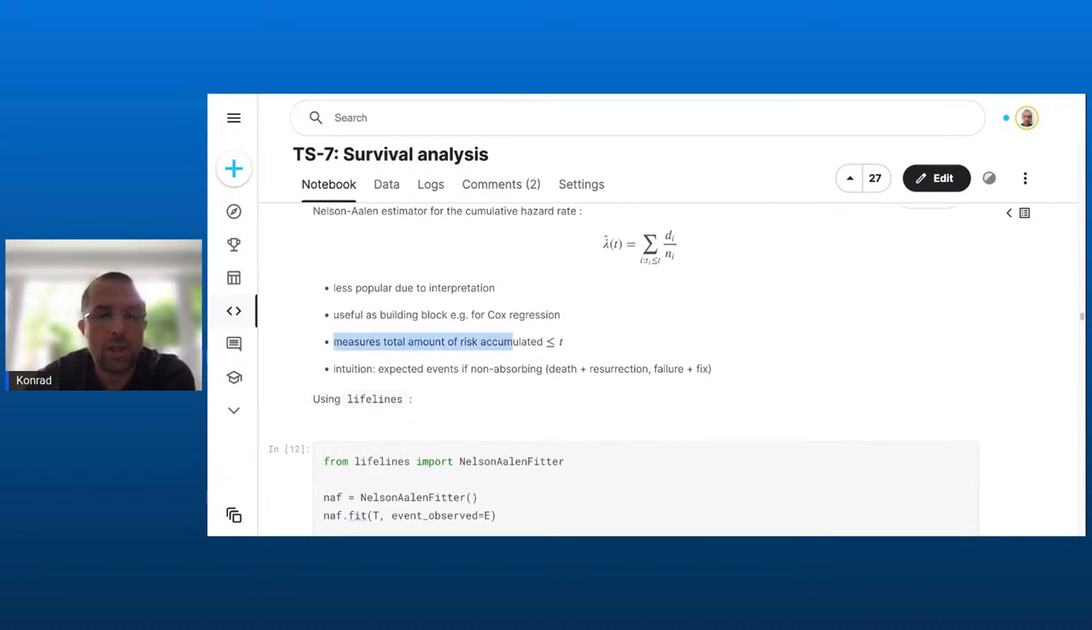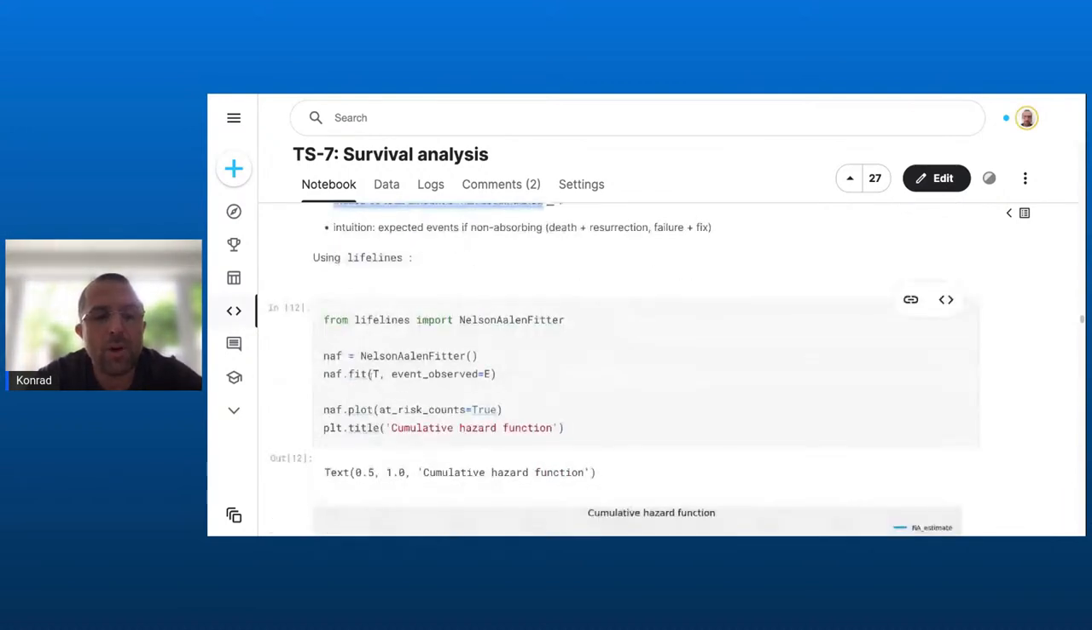As I mentioned, total amount of risk, speaking formally, accumulated up to this point in time. And we'll see why it's useful when we can use it to construct the simplest regression model for survival analysis, namely Cox regression. What do we do about it in practice?